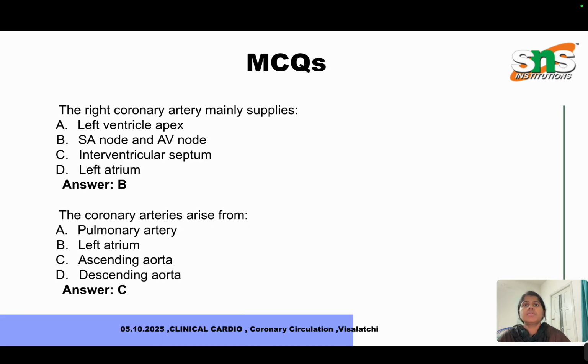Now the interesting part is the MCQs. The left coronary artery mainly supplies... I repeat the question once again. The left coronary artery mainly supplies: option A, left ventricular apex; option B, the SA node and AV node; option C, interventricular septum; option D, left atrium. As we all know, obviously the answer is B, that is SA node and AV node.